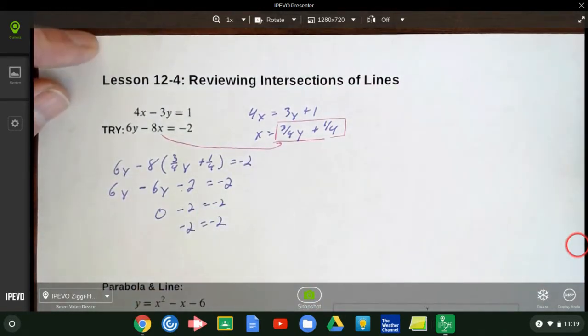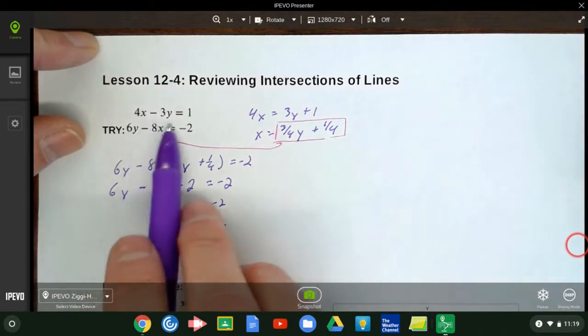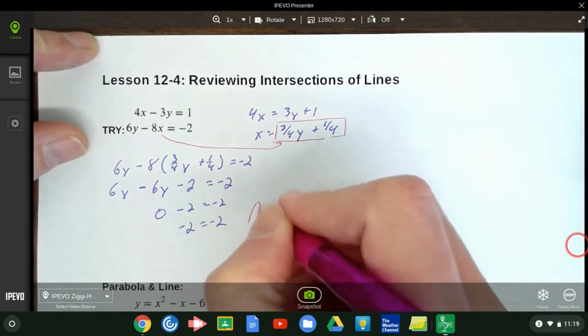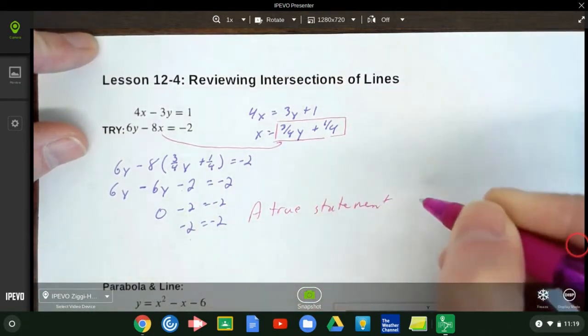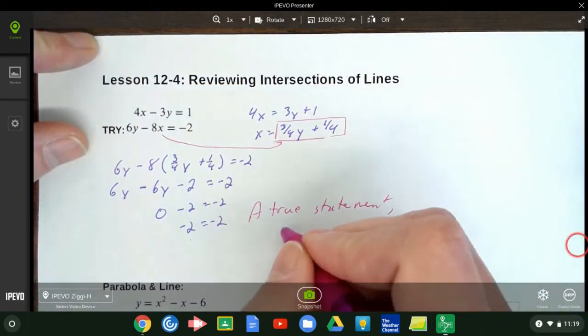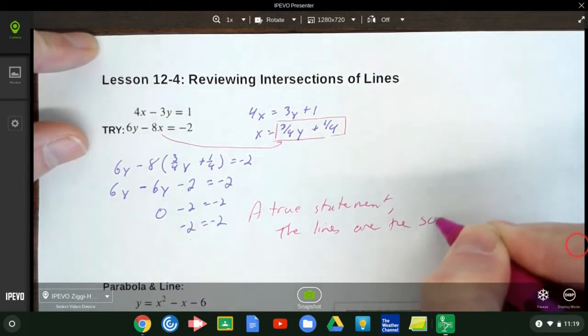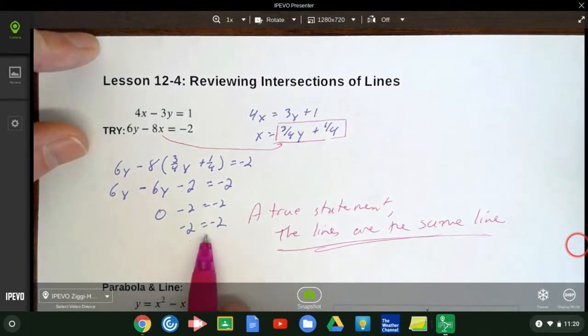What does that mean? You did all the math correctly. What is happening? Well, we get a true statement. What that tells me, these are actually the same line. So that's an interesting fact. A true statement, in other words, something equals itself, the lines are the same line. If I got a false statement, if I got 2 equals 3, then I could say the lines don't intersect or something's wrong there.